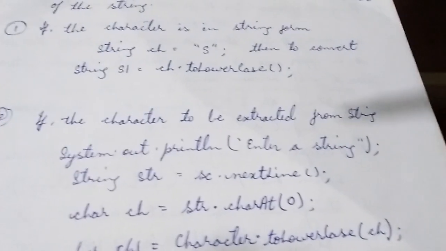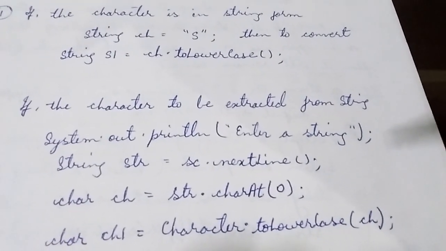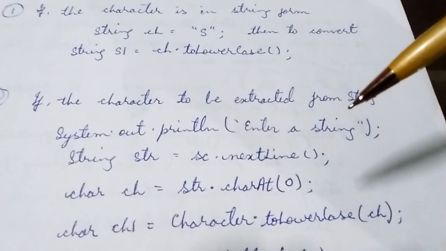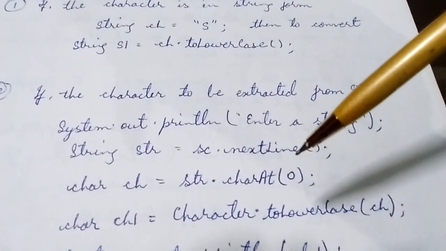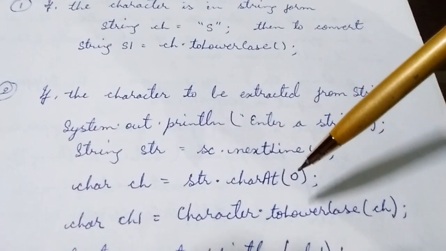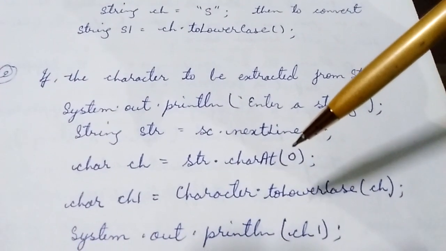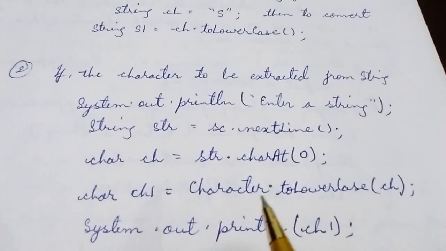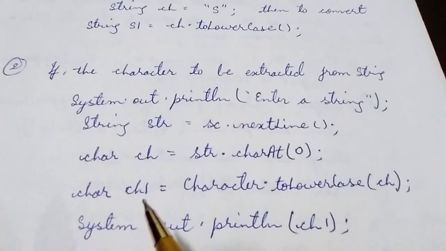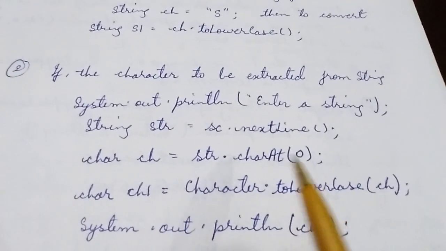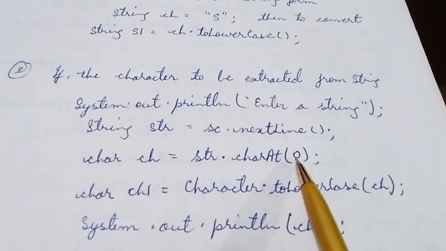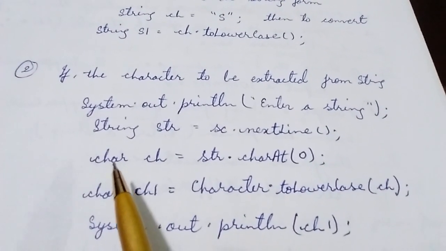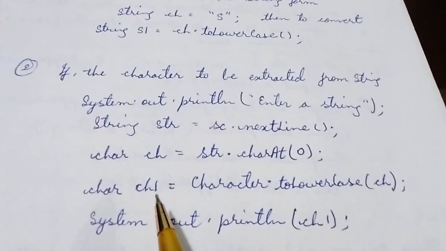Suppose the character is to be extracted from a string. System.out.println enter a string, and we have inputted a string and extracted the first character of the string. Then in programming form we will write char ch1 equals Character.toLowerCase, or we will write Character.toUpperCase, because it is now extracted from the string and is now a character, and we will print ch1.